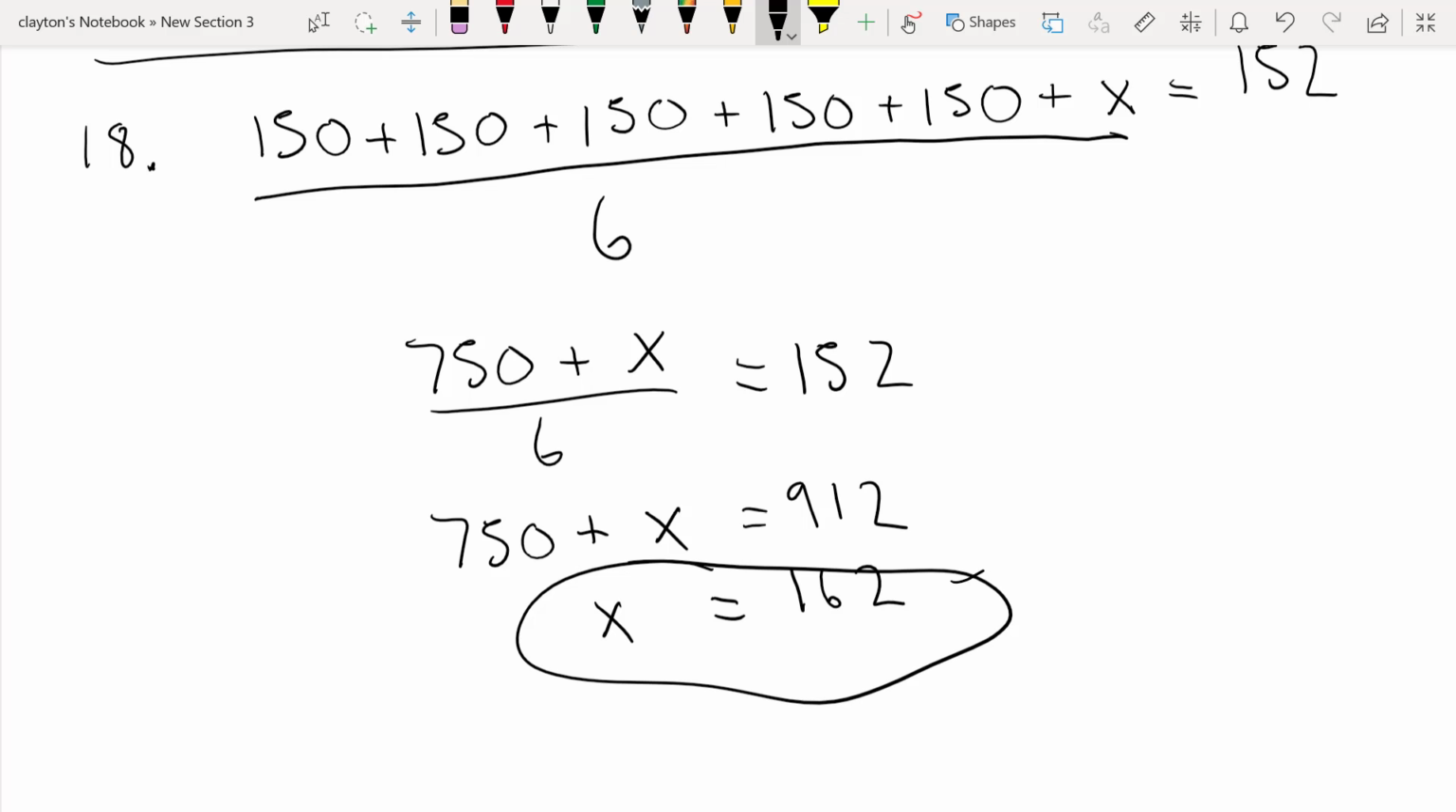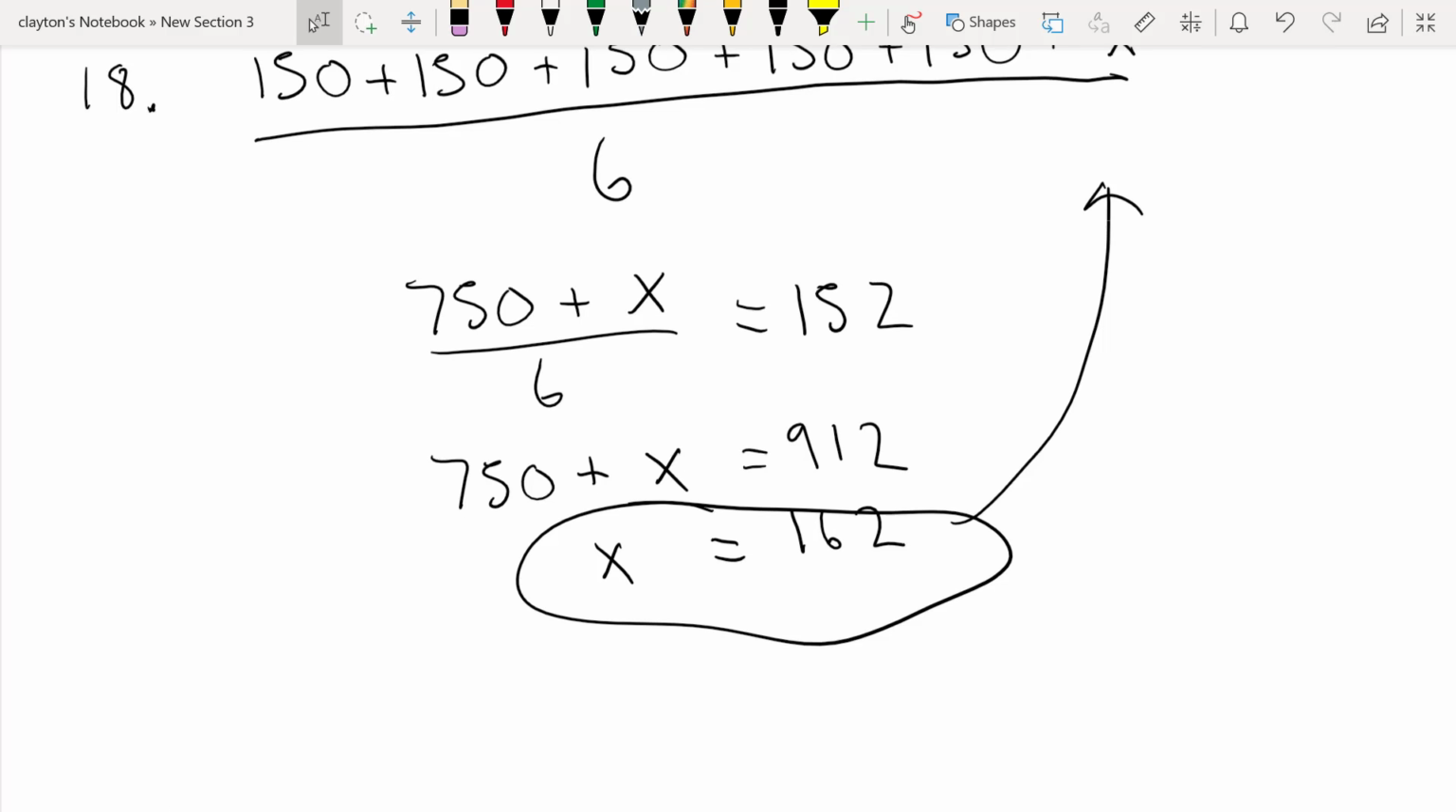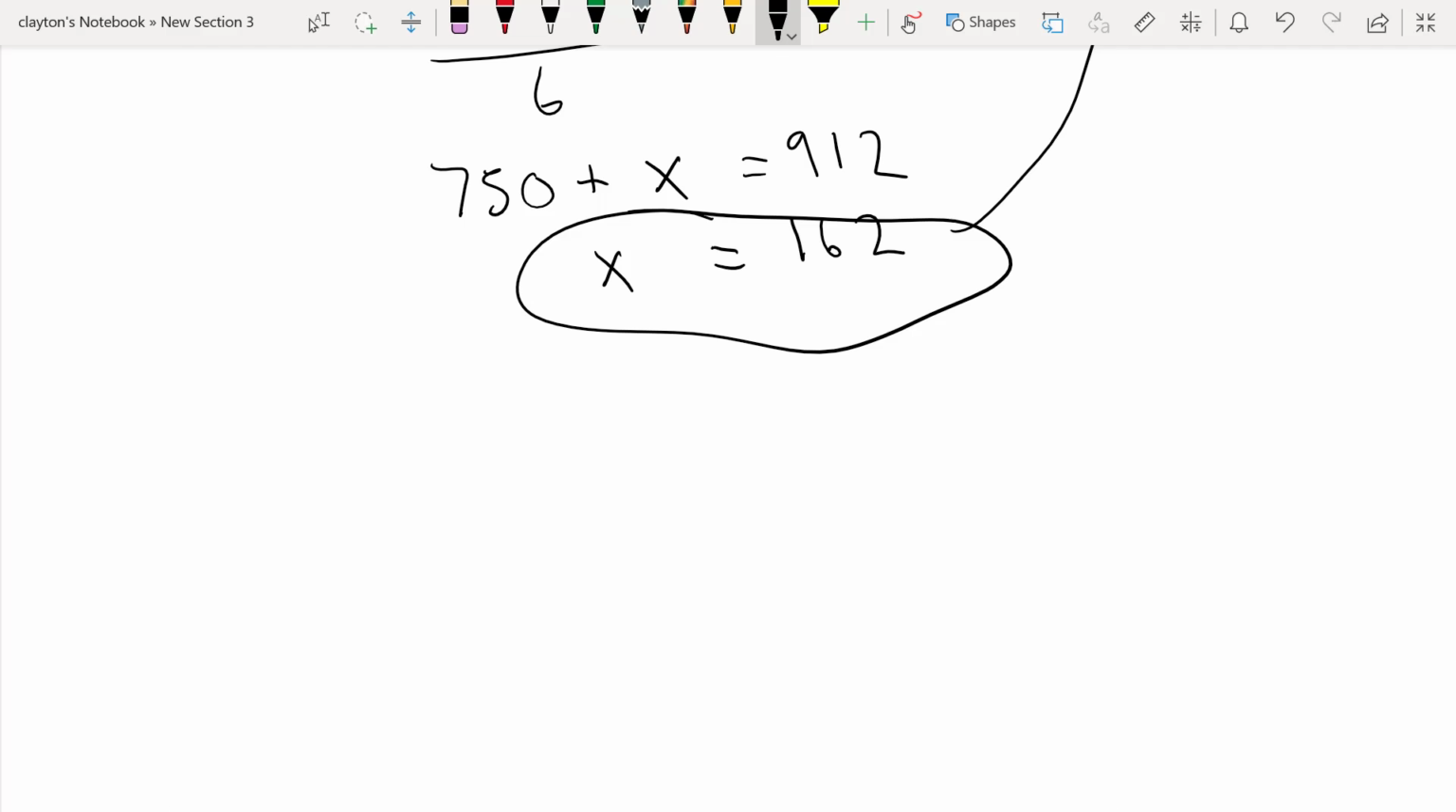And you can always just go test your answer, right? You could plug it in, make sure that you have the correct average. Okay, 19. Moving along.